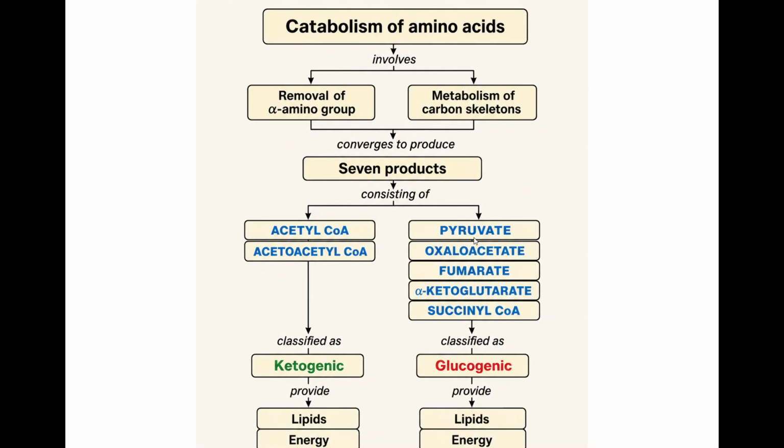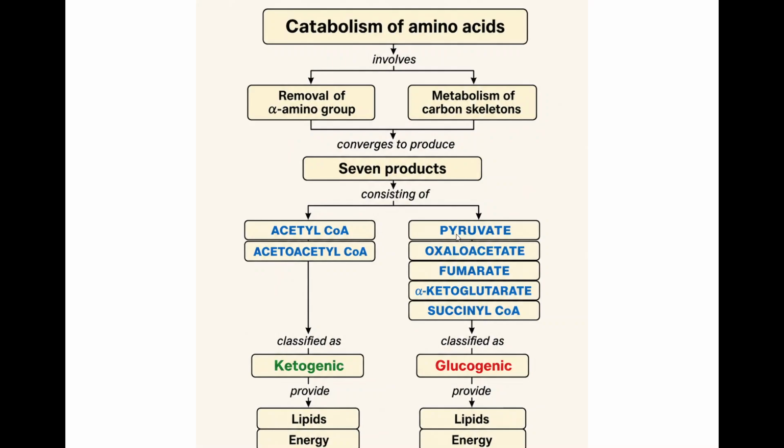And those amino acids that are metabolized into one of these 5 will be classified as glucogenic, because they're going to give rise to glucose. Yes, they can give rise to lipids as well, but the main thing is that they give rise to glucose.